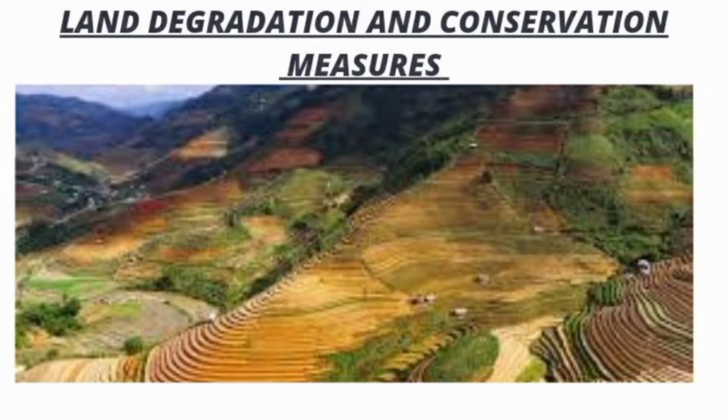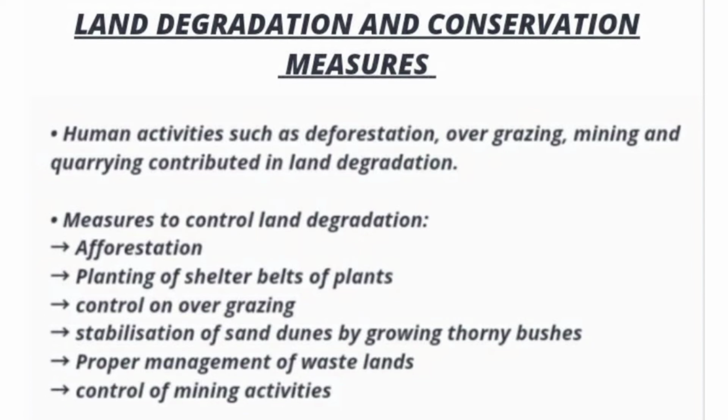Land degradation and conservation measures. Human activities such as deforestation, overgrazing, mining, and quarrying contribute to land degradation. Measures to control land degradation are afforestation, planting of shelter belts of plants, controlling overgrazing, stabilization of sand dunes by growing thorny bushes, proper management of wasteland, and control of mining activities.